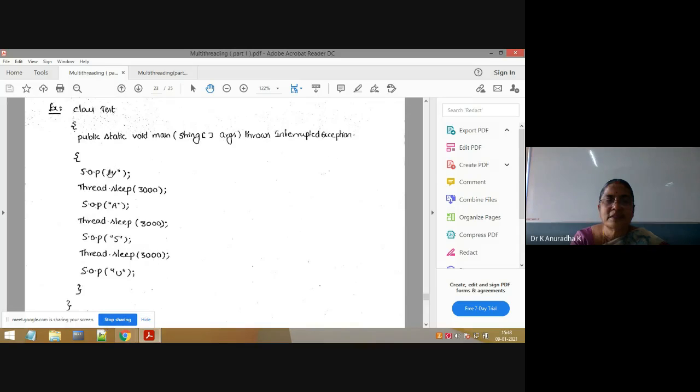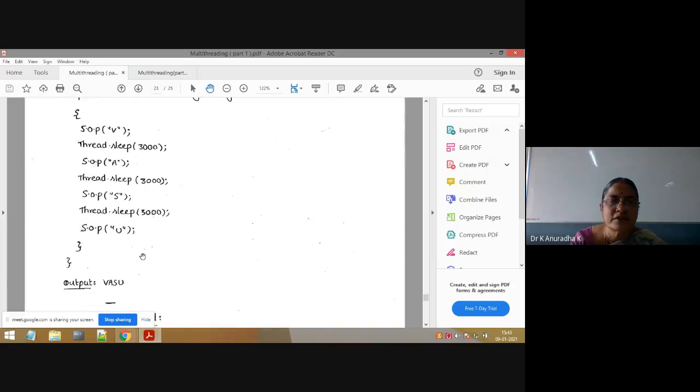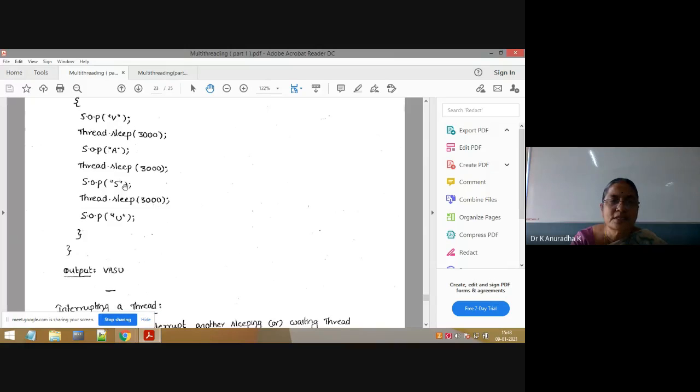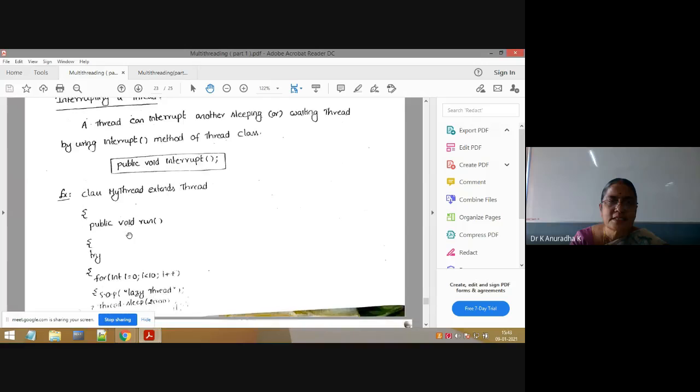Like that, in between, after printing V, it will go to the sleeping state. Again after printing A, it will go to the sleeping state. After printing S, it will go to the sleeping state. Means it will sleep for some time. Here the output is only VASU. But after printing V, it will go to the sleeping state and sleep for 1000 milliseconds. Like that, you will get V. Next, after some time, you will get A. Next, after some time, SU. Here, the output will be VASU. So, this is the program on the sleep method.